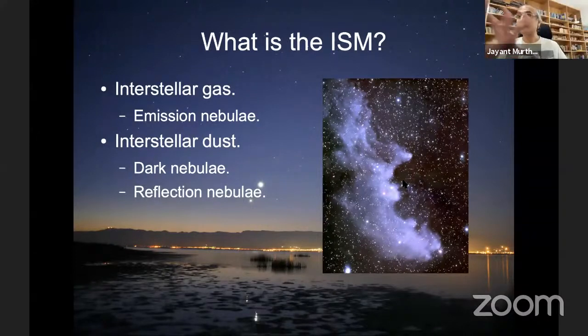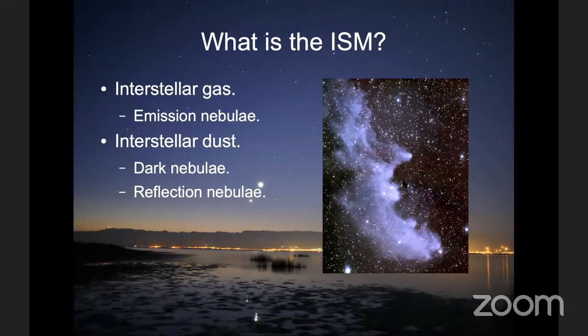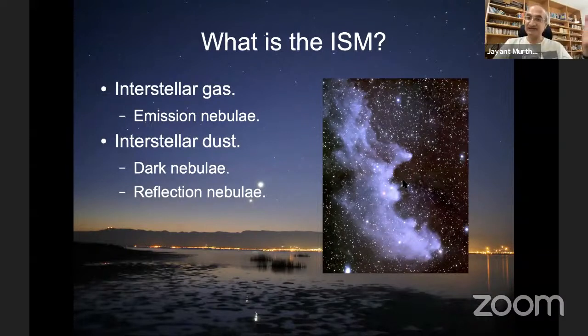Typically they're quite close, because you have to remember that the brightness of the star goes down as the square of the distance. So these are typically not more than a few parsecs at most.